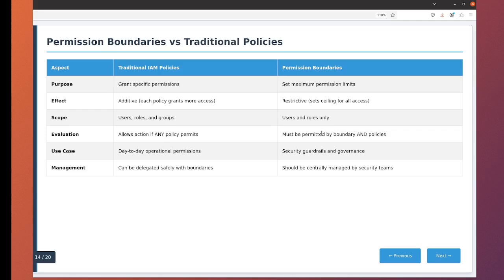The scope difference is also important. Policies can be attached to users, roles, and groups, but boundaries apply only to users and roles, not groups. This makes boundaries more precise but requires individual attachment. The evaluation order matters. AWS evaluates explicit denies first, then checks boundaries, then evaluates allow policies. If any step fails, the action is denied. Use boundaries for governance and guardrails. Use policies for granting specific operational permissions.